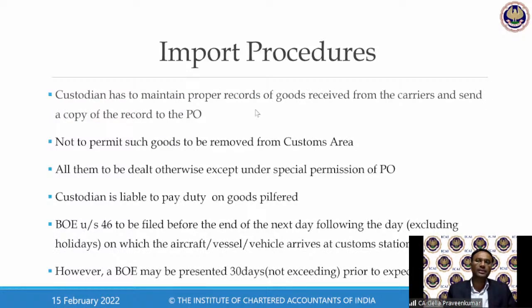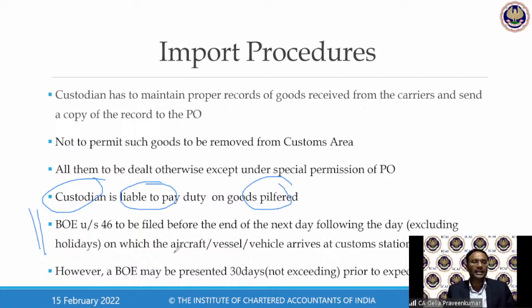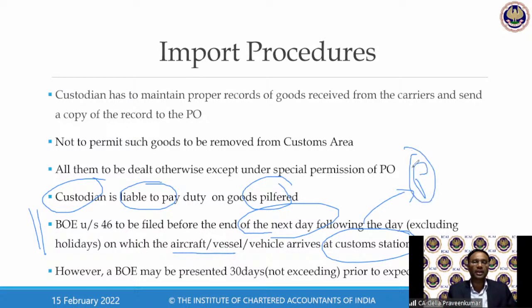So what happens if the goods are pilfered? Wherever there is a pilferage, my custodian is liable to pay duty. And what is the relevance of goods which are stored in a particular place? The particular person has to file a bill of entry for making the payment. So what is the due date? Whenever this particular aircraft or vessel gets into the customs area, within a working day, I have to file my bill of entry. So what if I don't file bill of entry? There are penal provisions in case the goods are not cleared from the custodian.